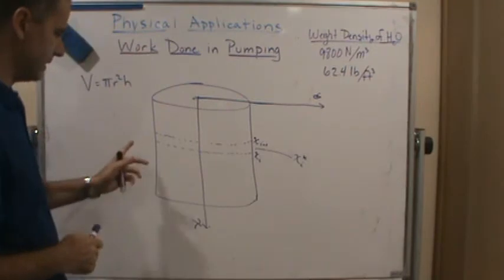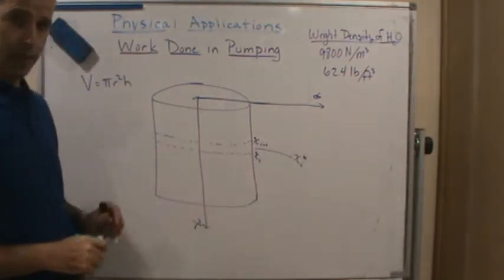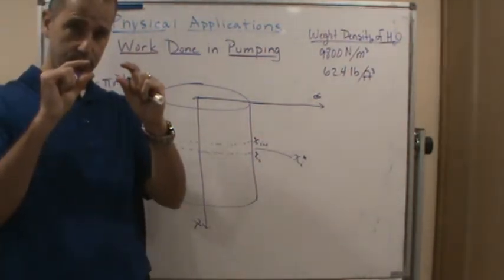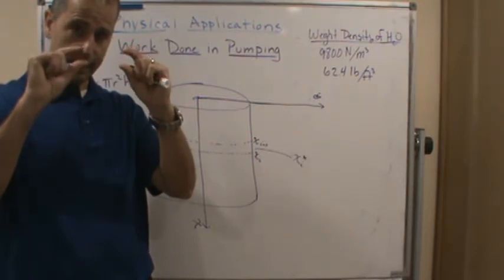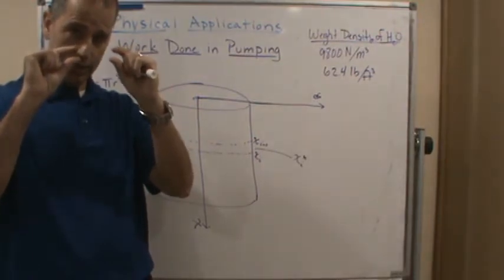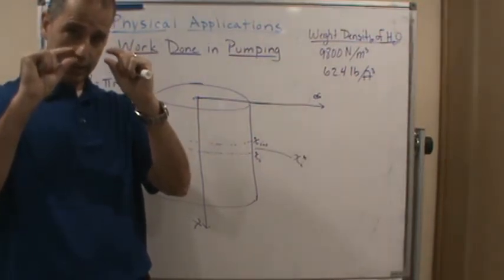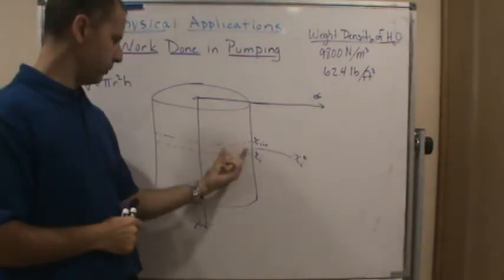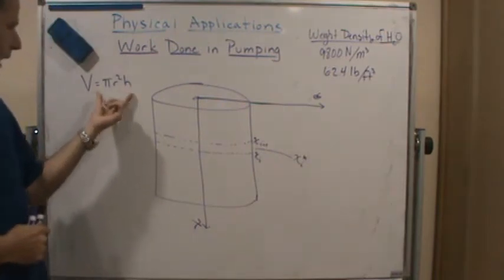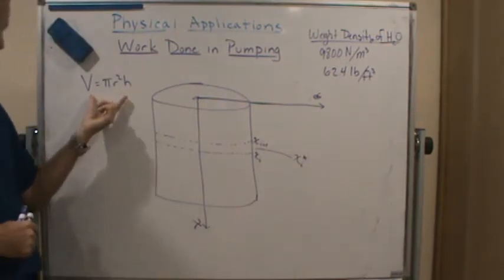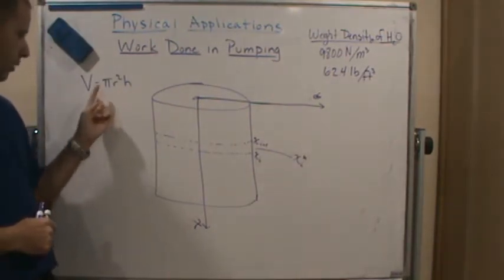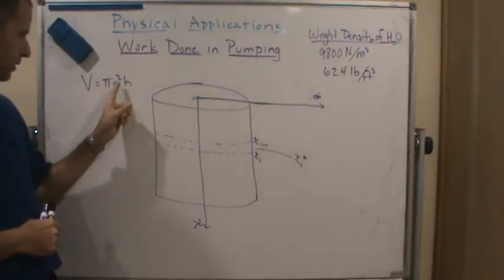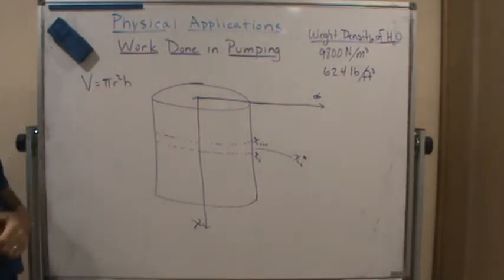Now, again, the disk is circular, right? But it's a little tiny disk. Or we could look at it as a short, solid cylinder, right? So if I wanted to find the volume of that thin disk, I would use the formula for the volume of a cylinder, which is pi r squared h, okay?